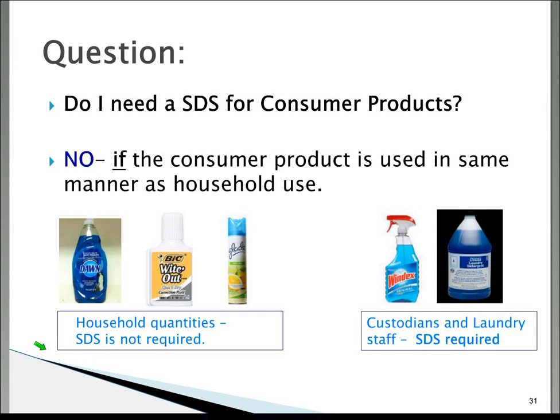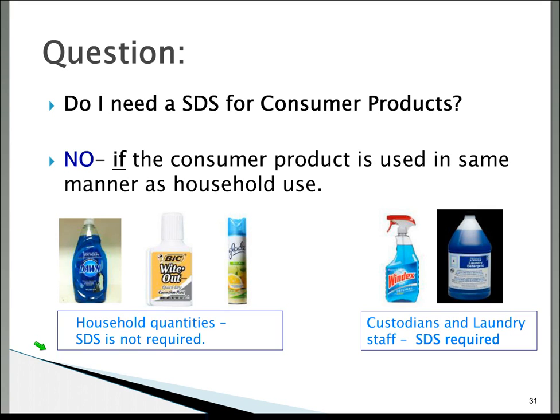Another question we get is, do I need a safety data sheet for consumer products? Sometimes the answer is no, and sometimes the answer is yes, it depends. But let's start with no, the simple answer. I do not need to keep a safety data sheet for a consumer product if that product is used in the same manner as I use in my own house. So over on the left there, I've got a picture of the Dawn dishwashing liquid, some whiteout, and a bottle of Glade air freshener. If in my workplace I use the same amount that a household uses, then the safety data sheet is not required.